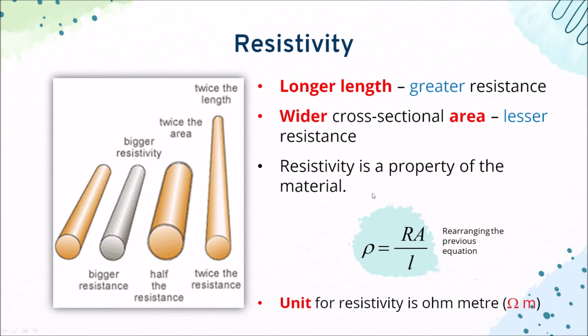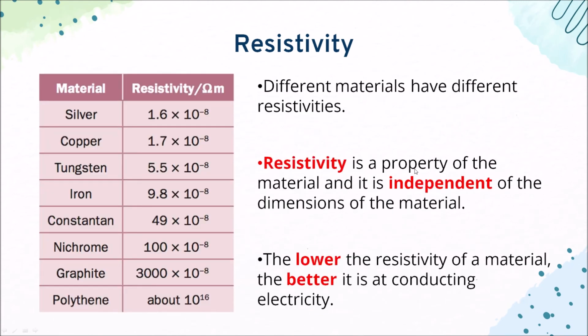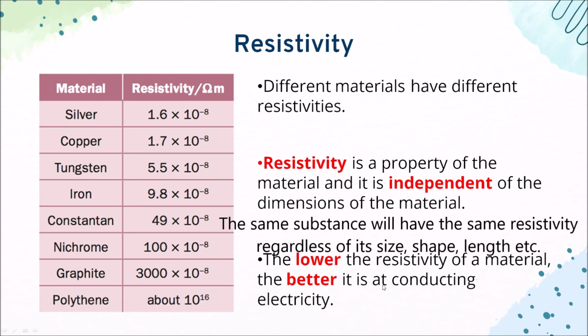Just to reiterate again, resistivity is a property of the material and is independent of the dimensions of the material itself. You can think of it like density or the specific heat capacity of the material. So resistivity is basically how the material would resist current if a potential difference is applied across it. So the lower the resistivity, the better it is at conducting electricity.